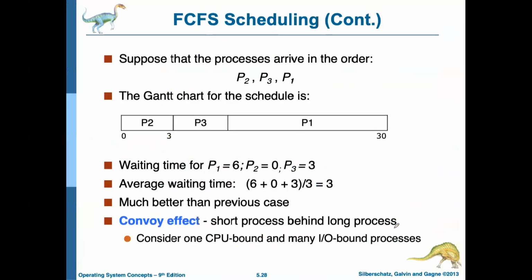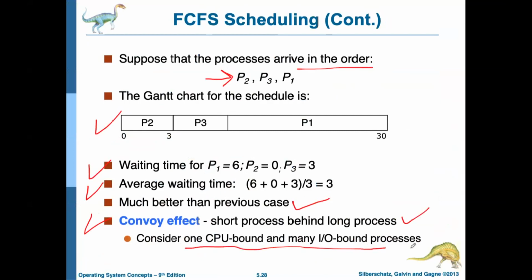Suppose, still under first come first serve, that the processes arrive in the order P2, P3, and P1. This is the scenario, and this is the waiting time for each of the processes, and the average. If you look, it is much better than the previous case. Then there is the convoy effect: a short process behind a long process, of course, and consider one CPU-bound and many IO-bound processes.